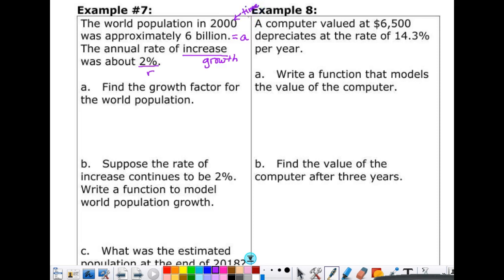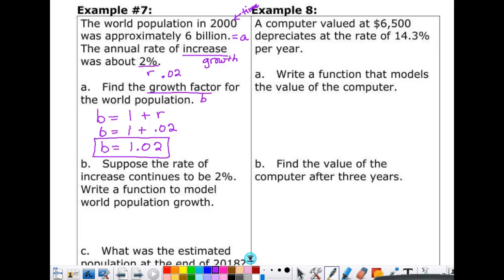Okay. Find the growth factor for the world population. So the B is 1 plus the R, right? You add a 1 to the percent. So the B is 1 plus 2%. But I need to change that 2% to a decimal. That's right. So 0.02. So don't say 1.2. It'd be 1.02. Be careful there. So B, the growth factor, is your B. Look on the front page, the definitions. So we found our B. We found our growth factor.